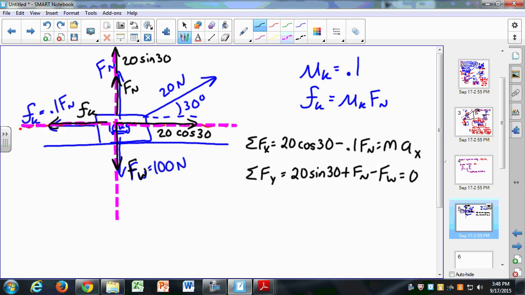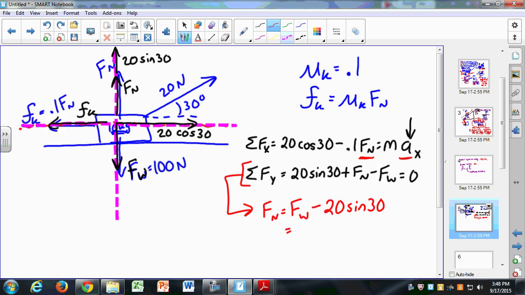So if I want to now know the acceleration in the x direction, I have two unknowns in this equation. I don't know this, and I don't know this. So I have to solve this equation for Fn. So I say Fn equals Fw minus 20 sine of 30. Which one did we find that was? It's the same still, right? Oh, it was 90 newtons, right? 100 minus 10 equals 90 newtons.